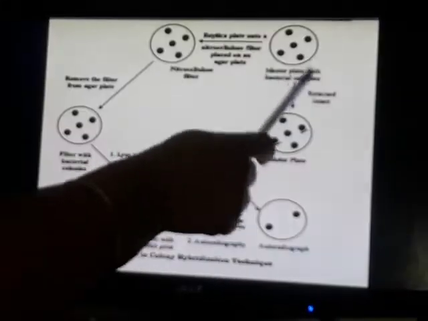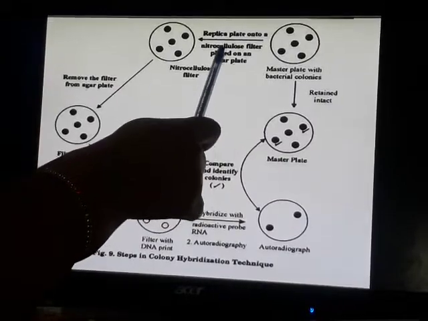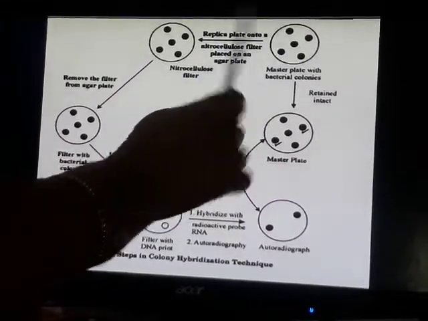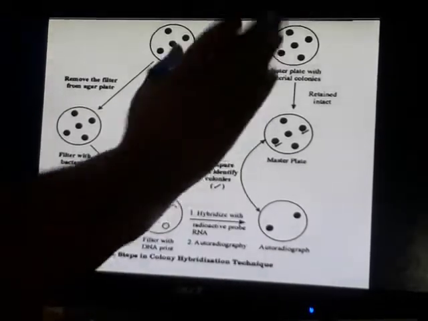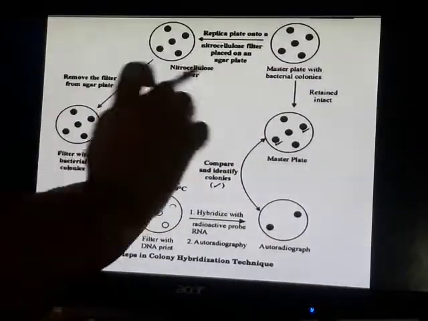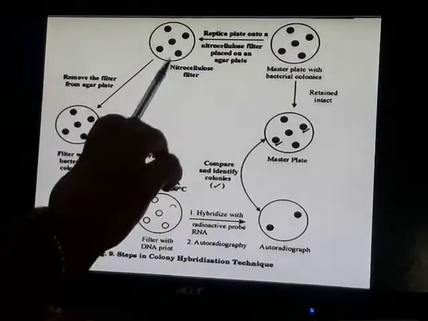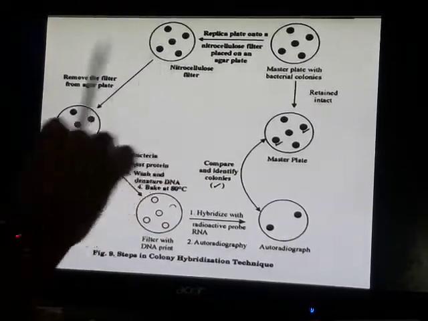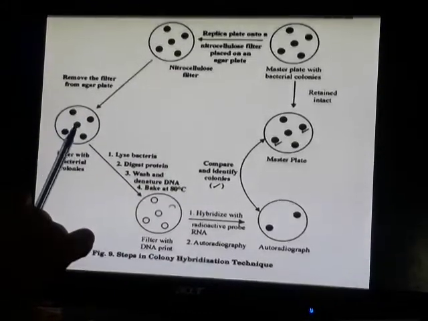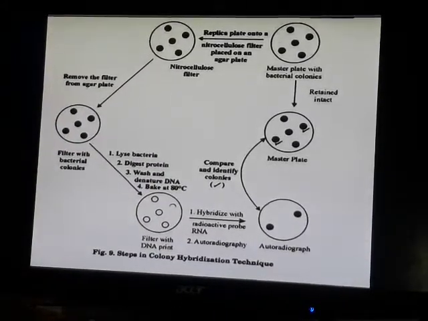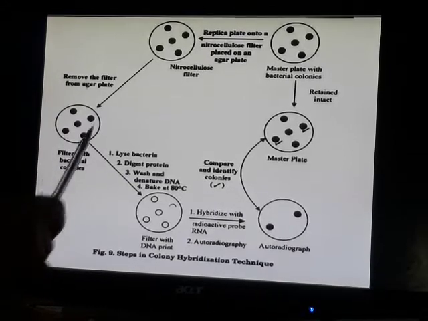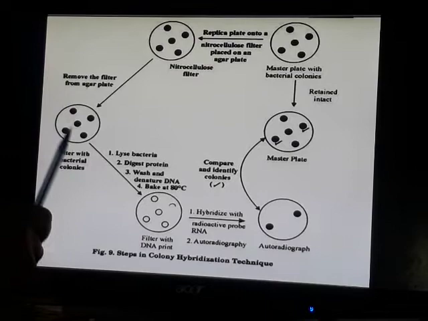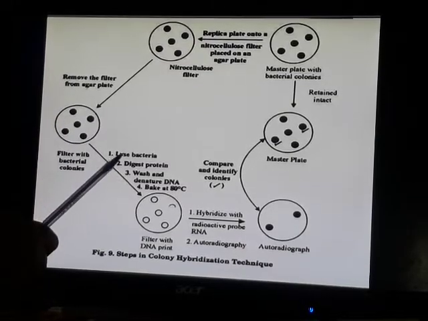So now what you are doing here is, you are making a replica plate onto a nitrocellulose filter paper. Obviously when you take a nitrocellulose filter paper and press it onto the plate, you get one more copy of those cells. So you take this filter paper and press it onto the media which has the transformed cells. Now the filter paper has the bacterial colonies. Now take this and subject it to lysis.